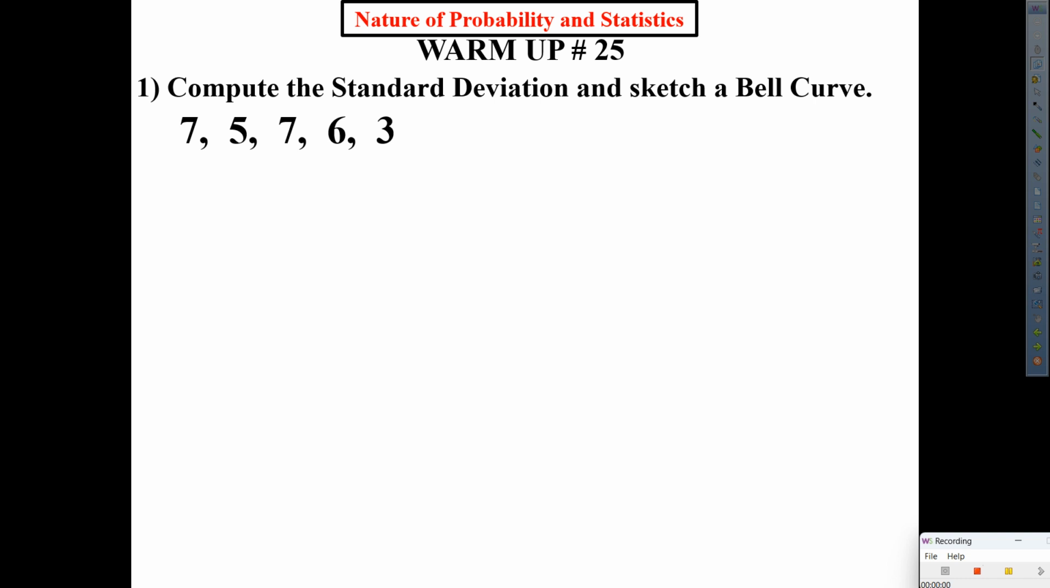Whoop, whoop. Warm-up 25 is on the screen. That shouldn't take you long. It's only 5 data points. Find the standard deviation and sketch a bell curve. And today we're moving on. We're adding a couple more things to what we started on Tuesday.